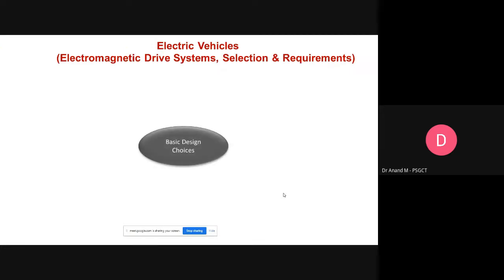So in this session we shall see a general layout, maybe for the next 1 hour, pertaining to the designer's choice when it comes to the selection of different parts covering the electromagnetic drive system and what its basic requirements are. So the first designer's choice may be to start up with the machine configuration.